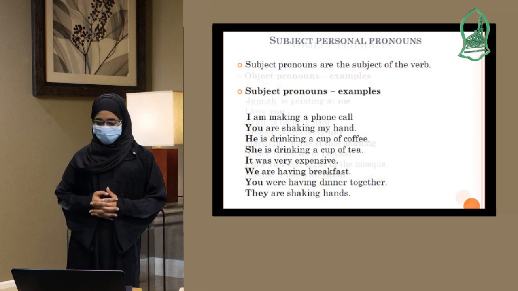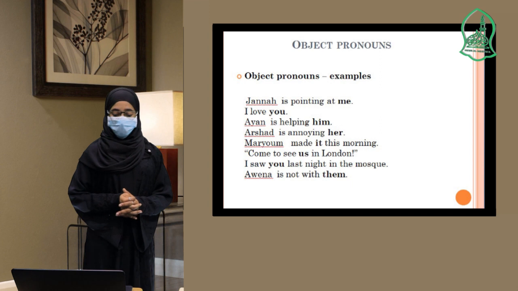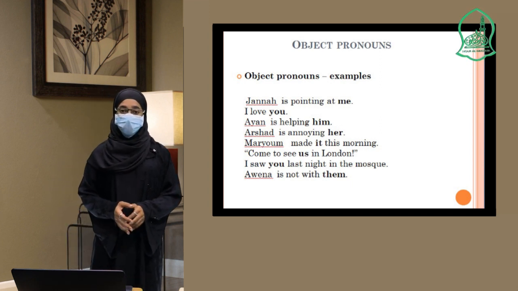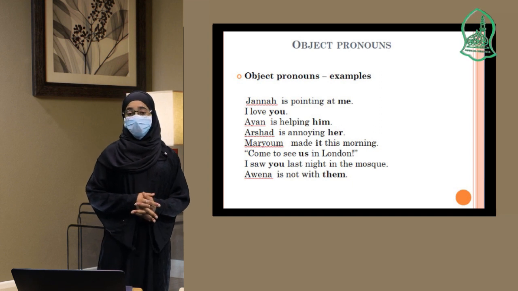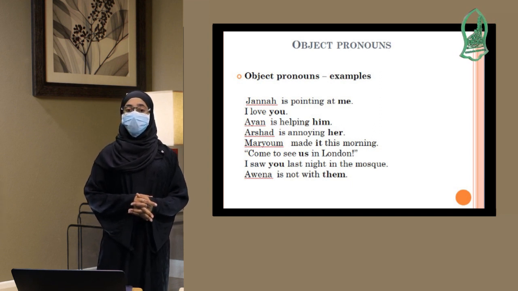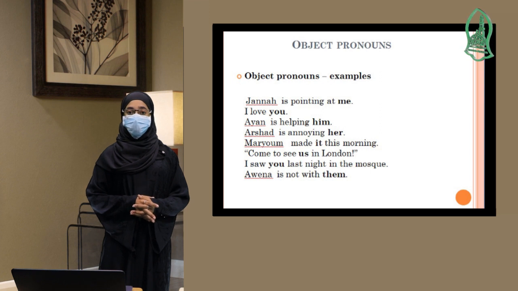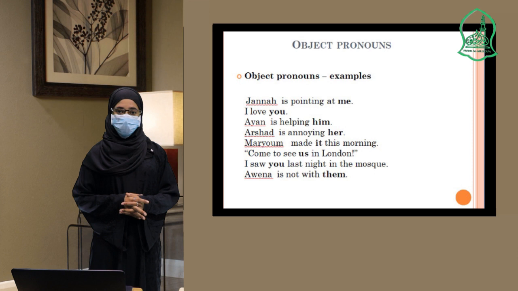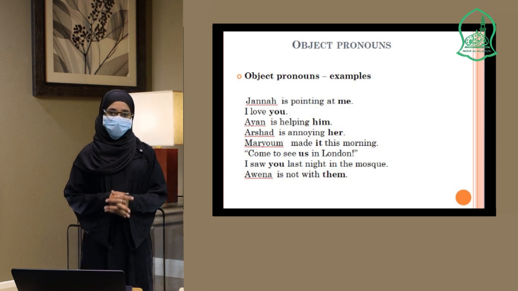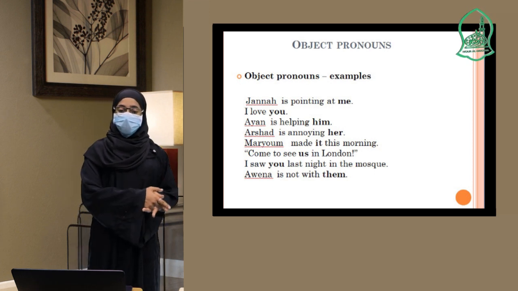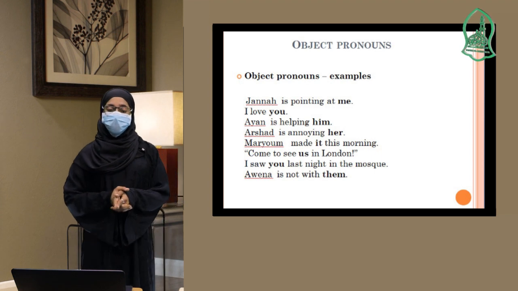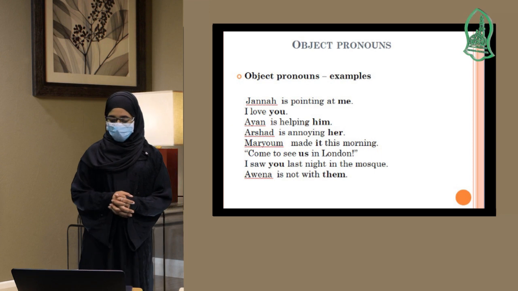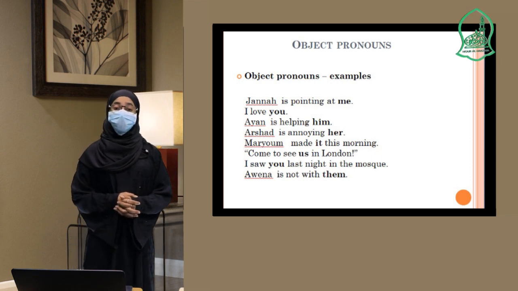And the other one is object personal pronouns. For example, we have me, we have you, we have him. These are the pronouns that you are going to use to replace those names that are at the end of the sentence or after the verb in a sentence. Subject at the beginning and object at the end of the sentence. So we have me, you, him, her, it, us, you, and them.